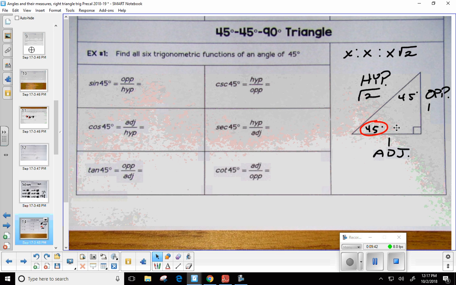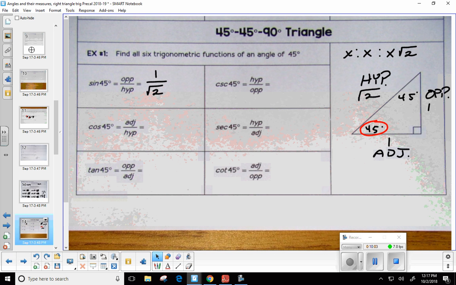Okay. So let's take a look at the first one. And these are reminding us of what the ratios are. So the sine of 45 degrees, I want the opposite side over the hypotenuse. What would that be? Yeah, so the opposite 1 over the hypotenuse square root of 2. All I'm doing is plugging in the side lengths. Okay, that's evaluating the trig function for me.